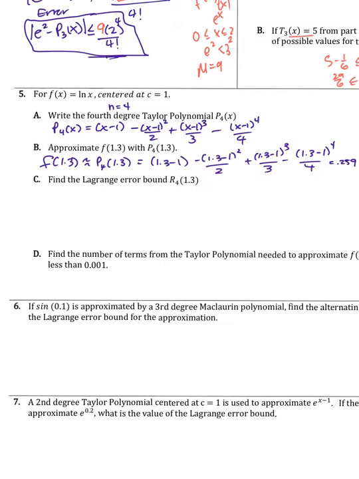So hopefully you've had a chance to at least complete parts A and B, and you can go ahead and look over those and then pause the video again and see if you can work on part C. And if you're stuck, that's okay. I'm going to work through it with you in just a minute, but go ahead and at least set up the Lagrange error bound. So hopefully you could get yourself here.